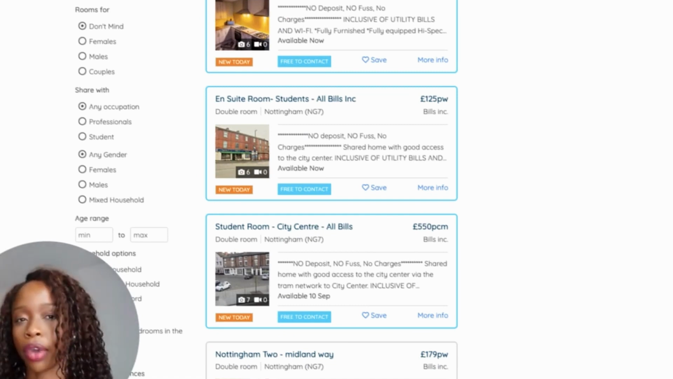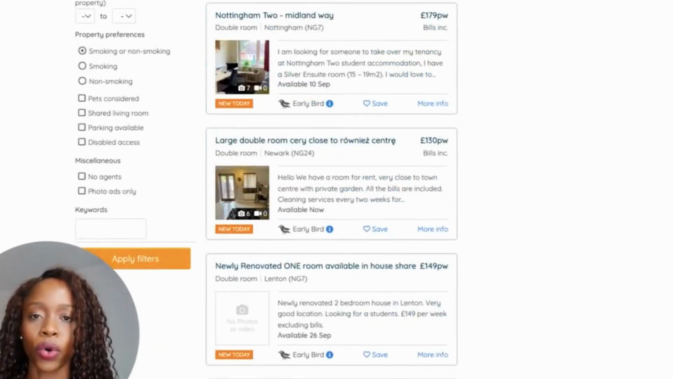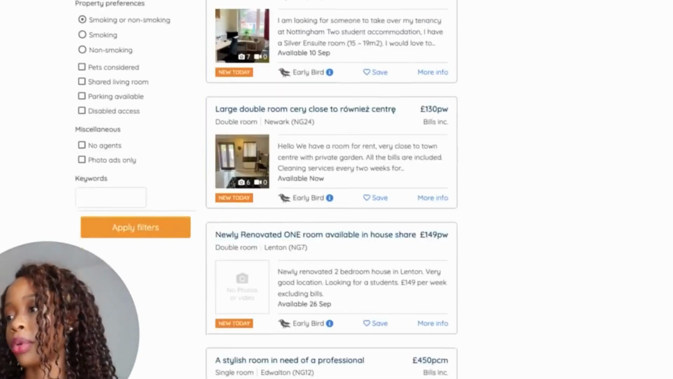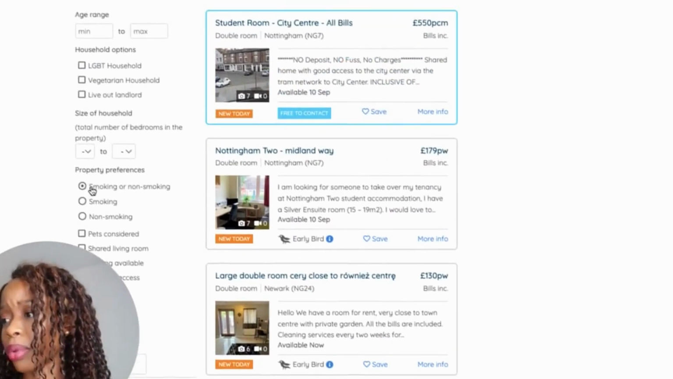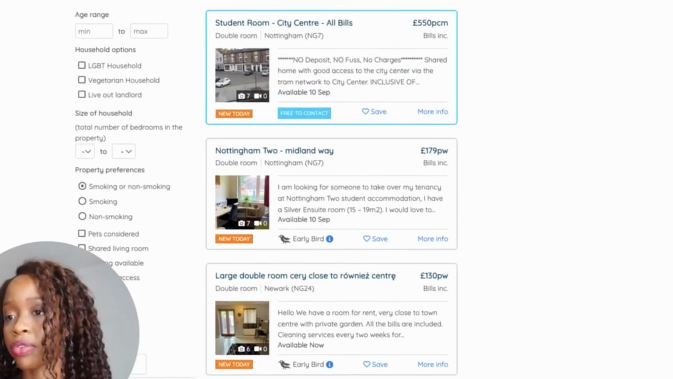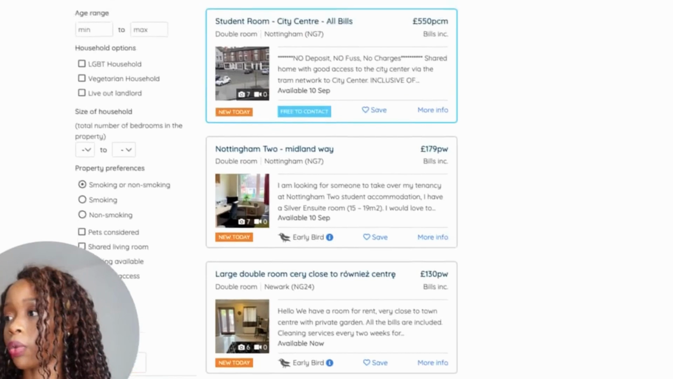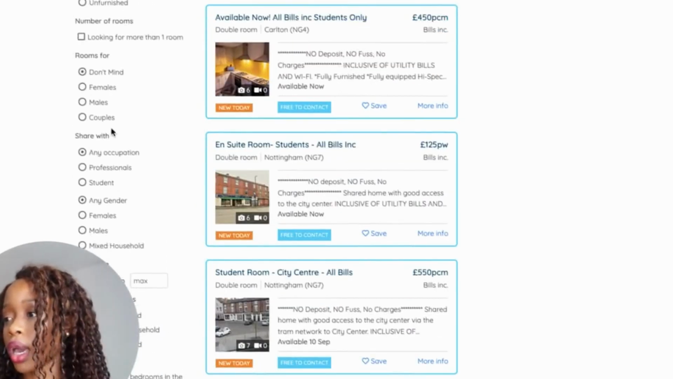So obviously, just bear that in mind when it comes to making decisions on what student accommodation type you're going for and whereabouts you're looking for that student accommodation type. Okay, so you can also filter it by smoking and non-smoking preferences, if you're okay with pets or if there are pets within the area, and whether there's parking available, etc. So yeah, this is a great one.